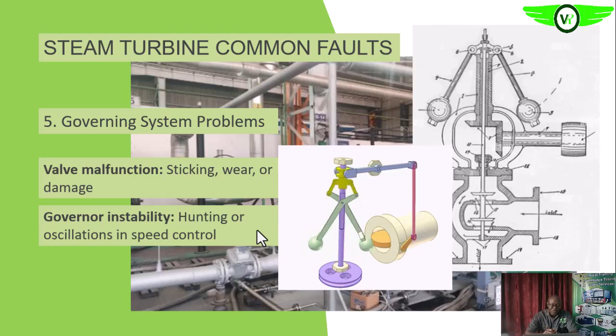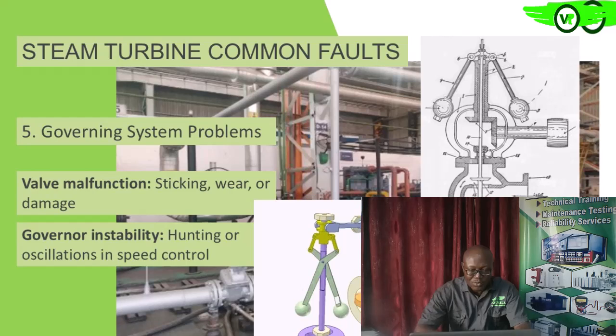So for those that are using a hydraulic system, if there is air ingress into the hydraulic system, that can also cause maloperation of the governing system. So apart from that too, if we have incorrect governor settings, if the governor settings are not properly made, it can lead to the fluctuations of the steam turbine, or maloperation of the governor.